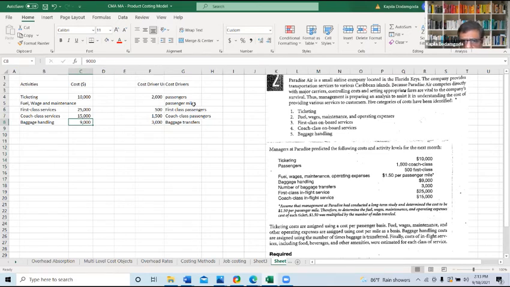Assume that management at Paradise Air, I'm reading what is there in this small print. Assume that managers at Paradise had conducted a long-term study and determined the cost to be 1.5 per passenger mile, right? So this is with regard to the fuel, wage, maintenance. They have conducted a long-term study, and when all these costs are taken together, it looks like they are probably semi-variable costs, but the average cost is 1.5 per passenger mile. This is what they have found, right?